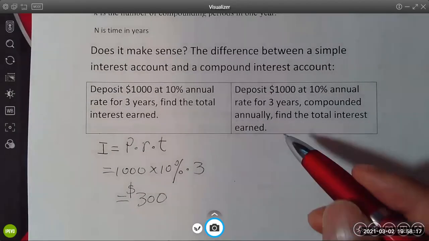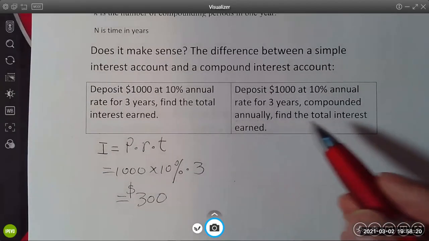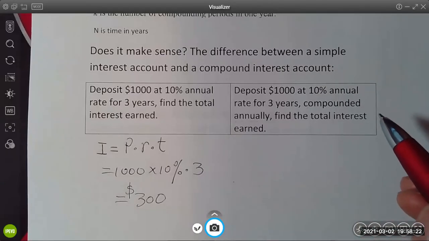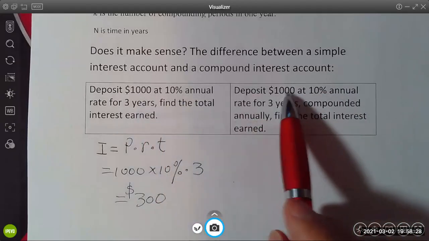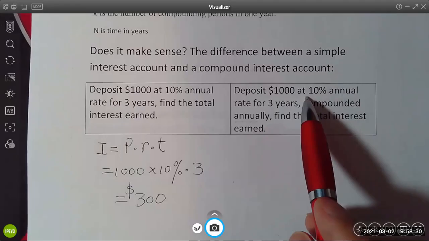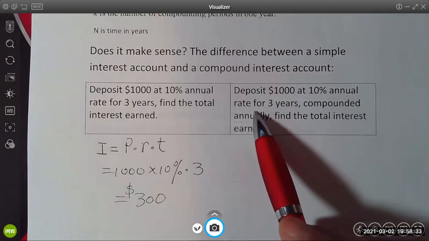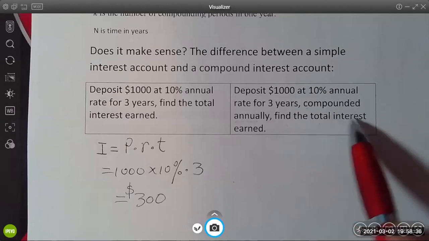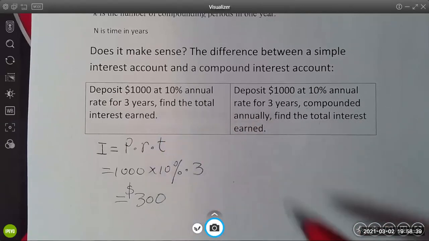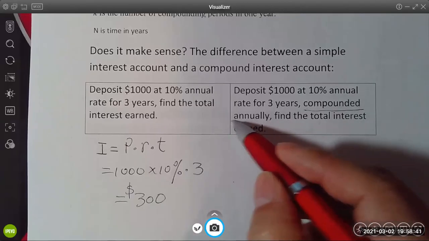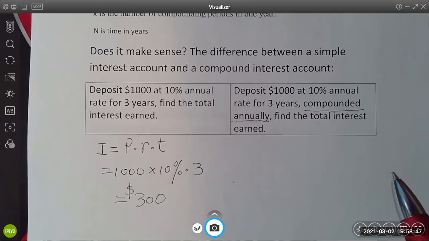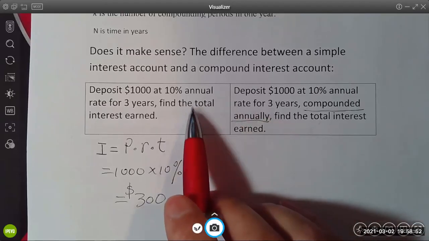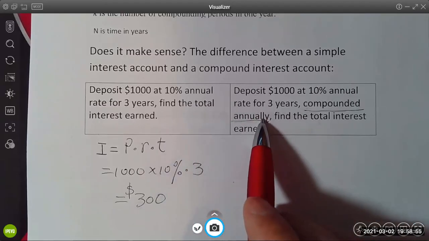Now we are going to calculate the total amount of interest earned for the compounding account. I don't know if you notice that or not. For these two different types of accounts, we have exactly the same numbers. Deposit $1,000 at a 10% annual interest rate for 3 years. We need to find the total interest earned. Everything is the same. The only difference is these two words. This account is compounded annually. That will make a huge difference in the end.